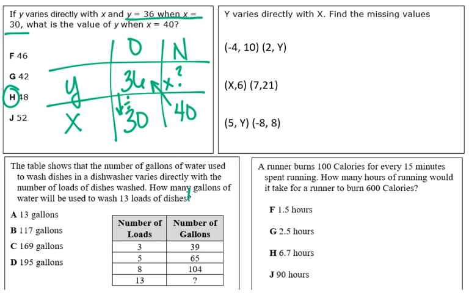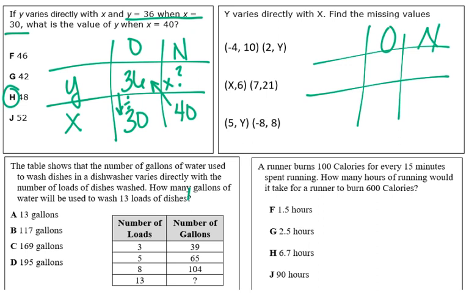The next one says y varies directly with x. Find the missing values. So again, these are all ones that you can use the hashtag method with. So the original values, the new values, and we're comparing x's and y's. And it doesn't matter which way. If you want to put the y on top every time, just make sure you're putting the right number in the right place. So for my original, my y is 10, my x is -4. So this one would be my new.